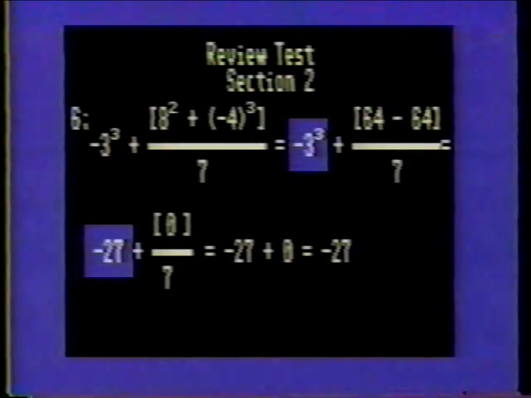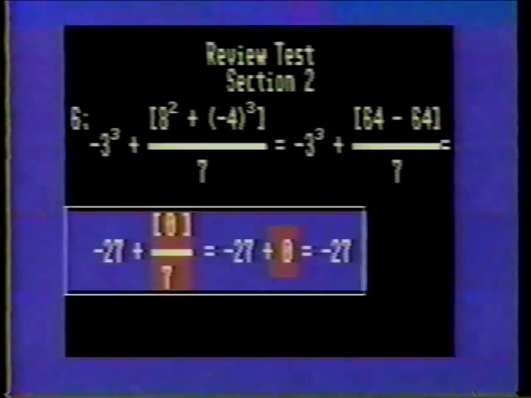Of the remaining terms, negative 3 cubed has the highest precedence. Negative 3 cubed is negative 27. Next, divide 0 by 7, which is 0. Negative 27 plus 0 is negative 27.